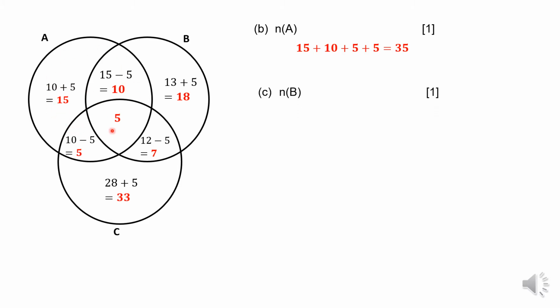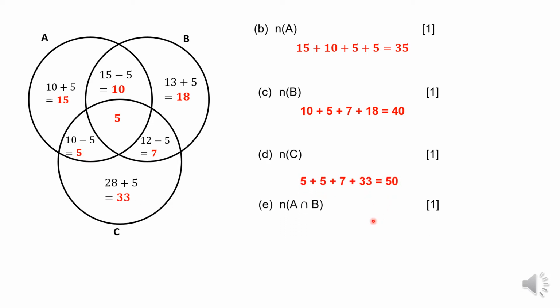And when they ask you to find the elements for set B, it's similar. You add all of these, as you can see, I indicated in red, and that gives you 40. And when they ask you to find the number of elements in set C, you add all of these again, and you get 50. Now, when they're asking you here at E to find the number of elements for the intersection of A and B, it is this region right here. So it is that 10 plus that 5, which is 15.